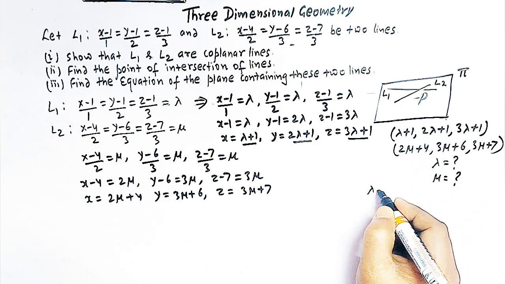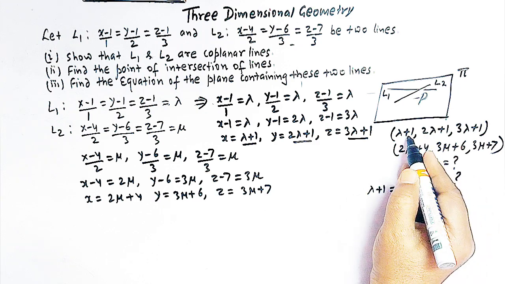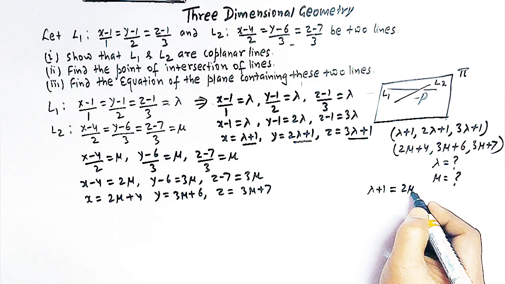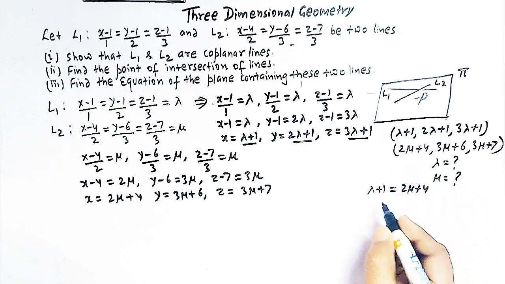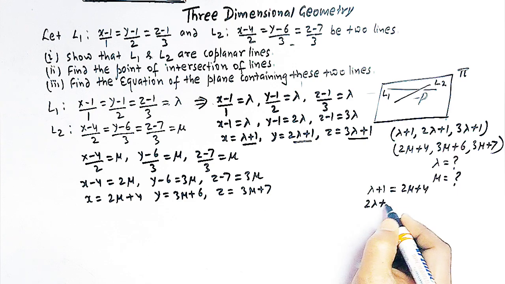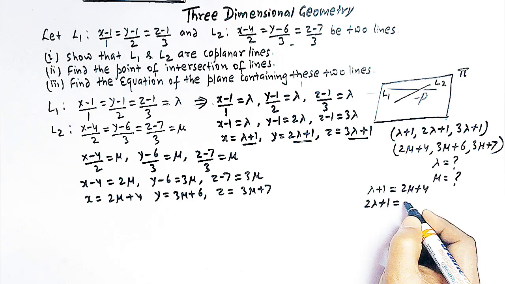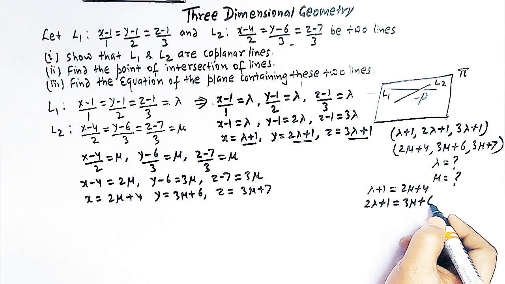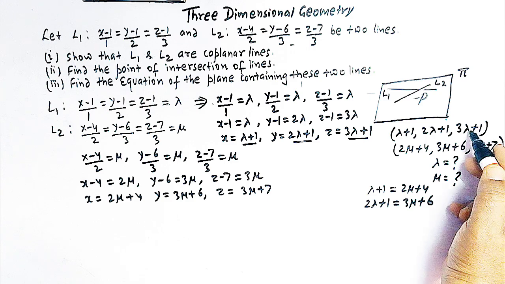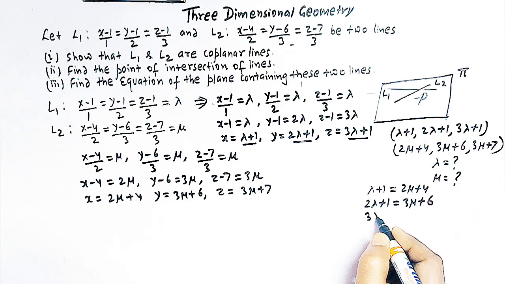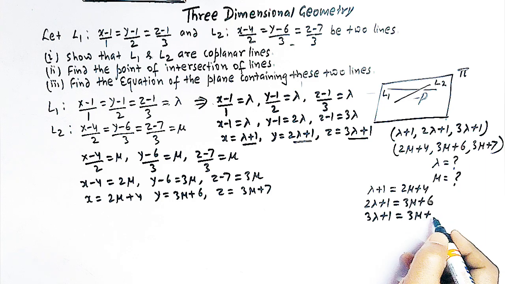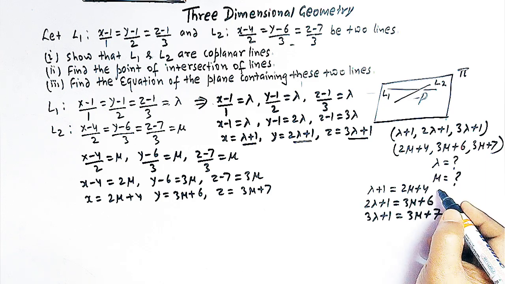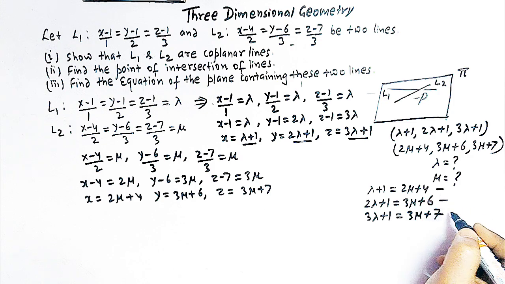So we have lambda plus 1 should be equal to 2 mu plus 4, that is we are equating the x coordinate. Then the y coordinate, 2 lambda plus 1 is equal to 3 mu plus 6, and then the z coordinate, we have 3 lambda plus 1 is equal to 3 mu plus 7, right? So now we have three equations here, right?